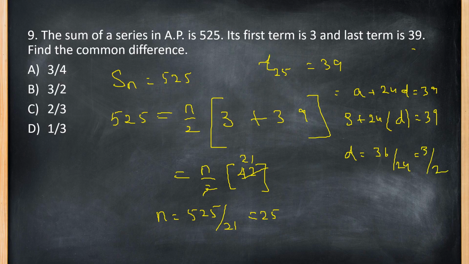Sorry, 3 by 2. I'll take it in 12. So 3 by 2, option B. Option B is your answer.